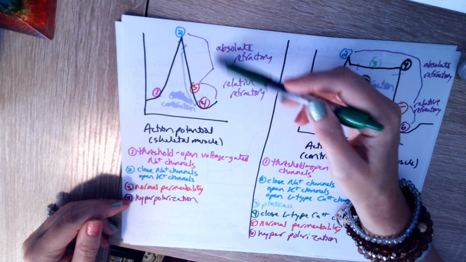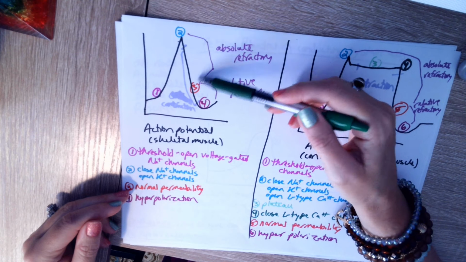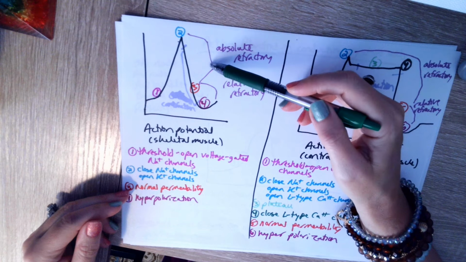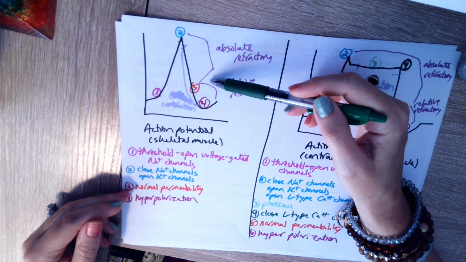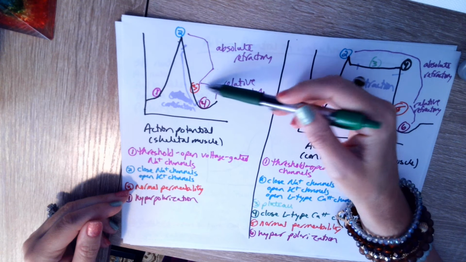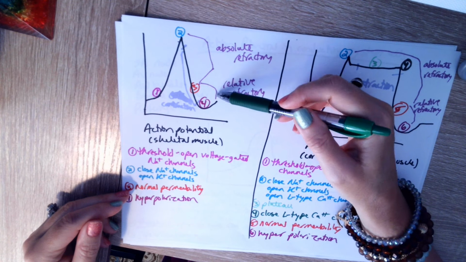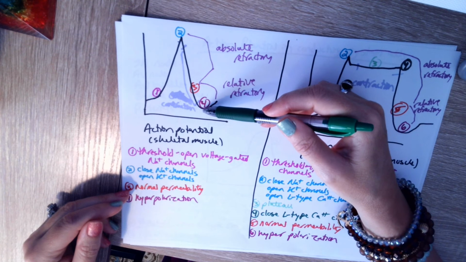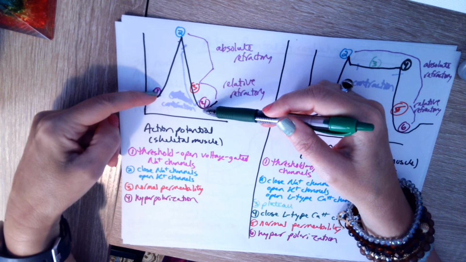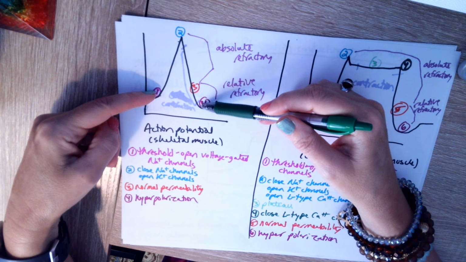Just remember also the refractory periods. Absolute refractory period is when the inactivation gates of the sodium channels are closed and you absolutely cannot stimulate the cell again during this time. And the relative refractory period is when you're hyperpolarized, so you're farther away from the threshold, more negative than the threshold, so you have to have a stronger stimulus in order to have another action potential.